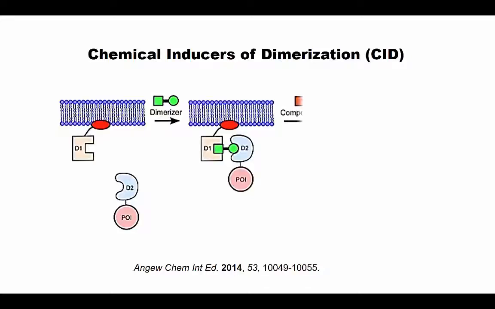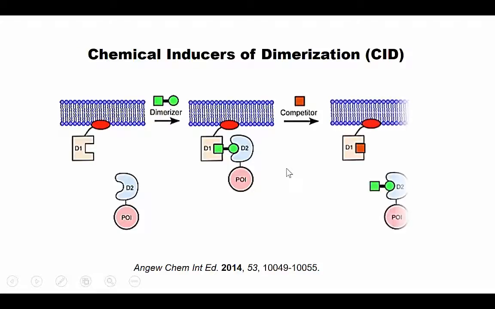After this is activated, now you can add another competitor. Let's say in this case, it has two binding sites. One binds to D1, one binds to D2. Now you add another competitor which may bind only to D1. Then it can induce dissociation of this. In a sense, this is the opposite way of dimerization, which is similar to protein-protein interaction disruptors. In this case, if you don't add a dimerizer, and add only the competitor here, then you block the interaction of those two proteins to each other.